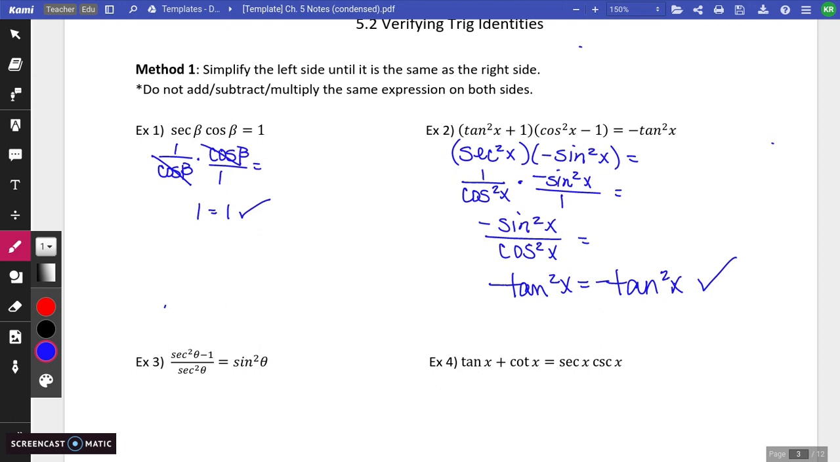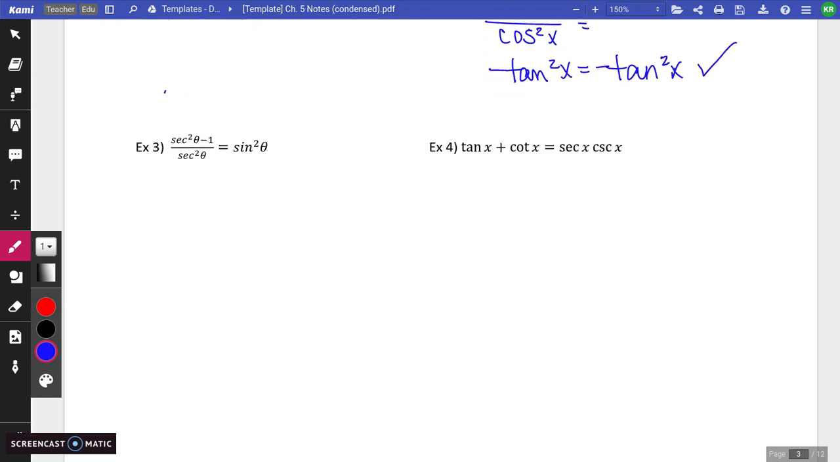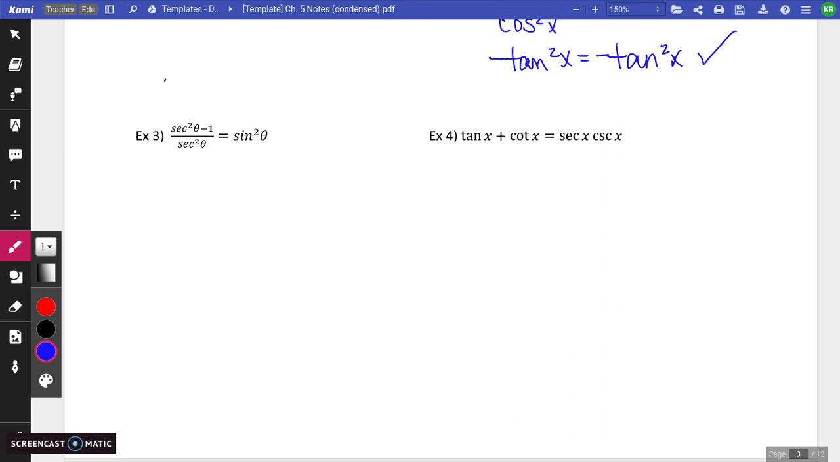Okay, example 3. So we're going to work on simplifying the left side and get that simplified to sine squared. First with the numerator, you have a secant squared theta minus 1. So that is another Pythagorean identity, and that's going to be equal to tangent squared. And then I have this over secant squared theta. Well, I know that secant squared is 1 over cosine squared, and I can also rewrite tangent squared as sine squared over cosine squared.